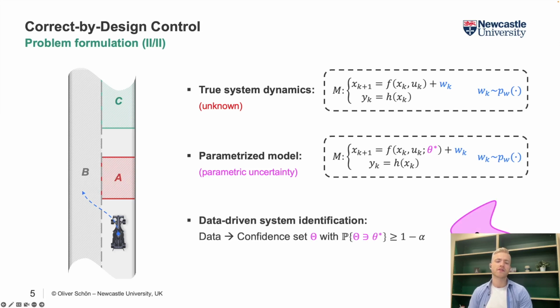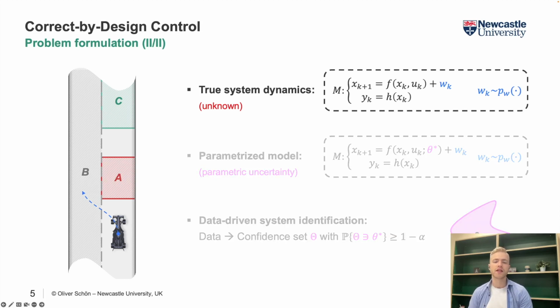One way of tackling this kind of problem is that we utilize data-driven system identification to take data and then learn a confidence set which contains the true parameters with some given confidence. And this is also what we do in this paper. However, for the first part of the presentation, I want to look at the state of the art before, where the true system dynamics are given, and then in the second part I'm going to go over to the parametric case.